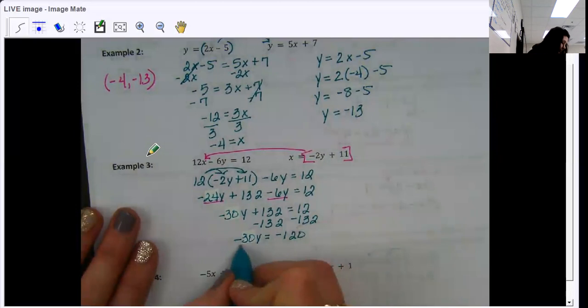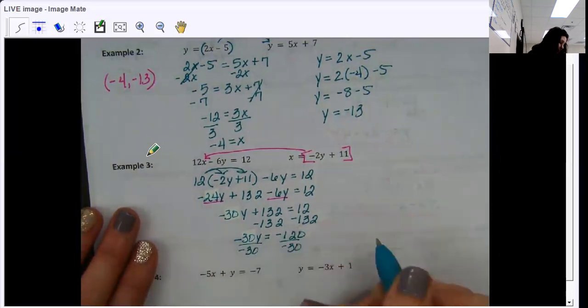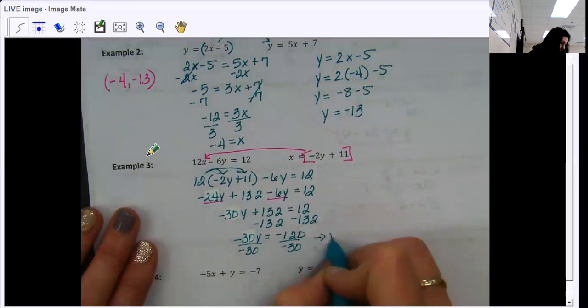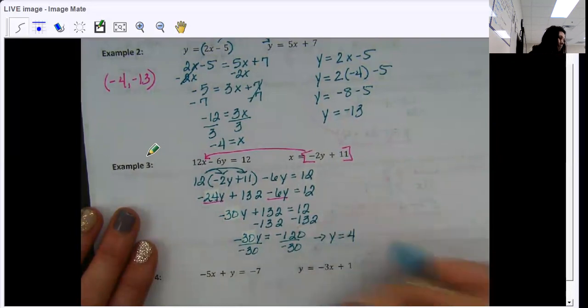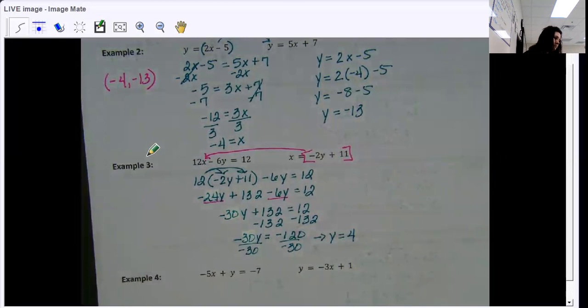And then we divide everything by negative 30. And Y equals 4. Okay.